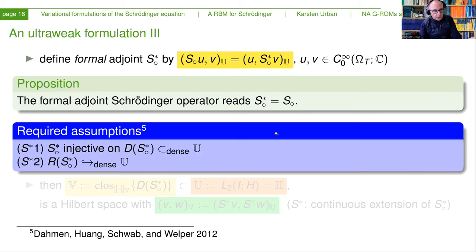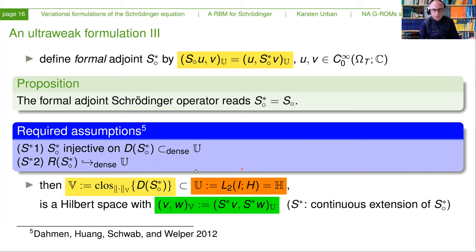Good. Then it was shown in this paper by Wolfgang, Chris Raab, Gerrit Welp, and Huang that once you can satisfy these two conditions, namely that the formal adjoint is injective on the classical domain, which has to be dense in U, and U will then be the trial space, and the range of that operator is dense also in U, then we can do the following. We define U as a trial space. Before this was X, but now in this specific case, I want to use U, which is then L2. And the test space looks a little crazy because it's the domain of the classical adjoint operator. And then you take the closure under this norm, which is induced by the dual of the continuous extension of the adjoint operator. And they showed that in that case, this is well posed.